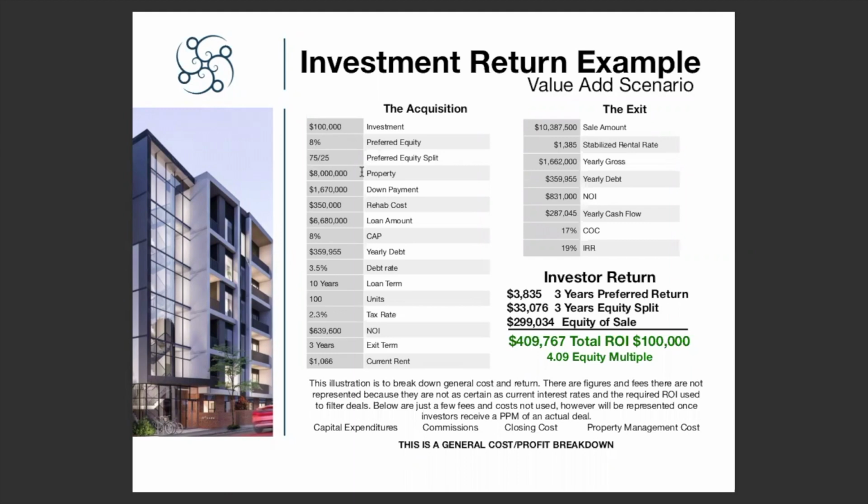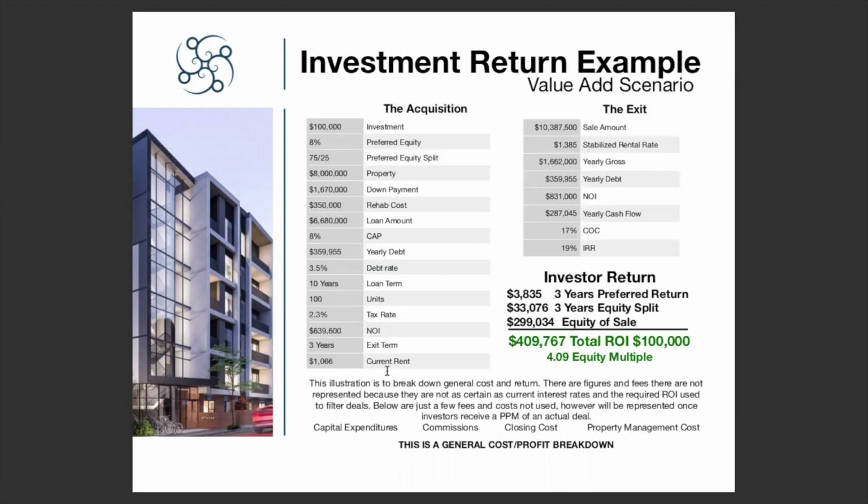This property is valued at 8 million, 1.6 million down to acquire the property. And we said it will cost $350,000 to renovate the property, all right? The ending loan amount would be roughly 6.7, and then we did a cap rate of 8%.